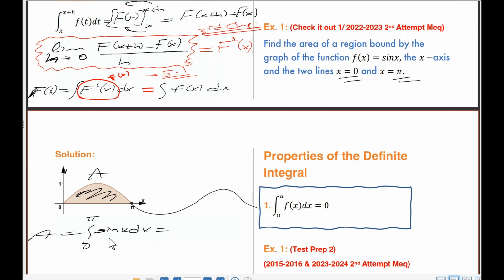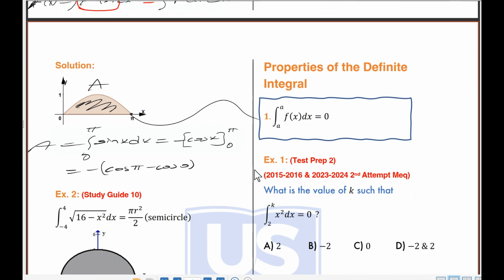dx equals, the integral of sine x is negative cosine x. I'm going to evaluate the antiderivative at pi and 0. Okay, now negative, in a bracket, cosine pi minus cosine 0. What is cosine pi?